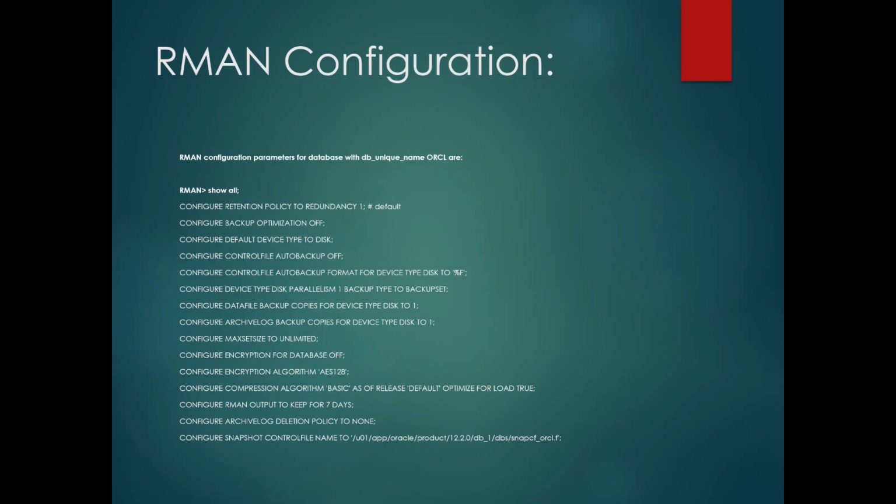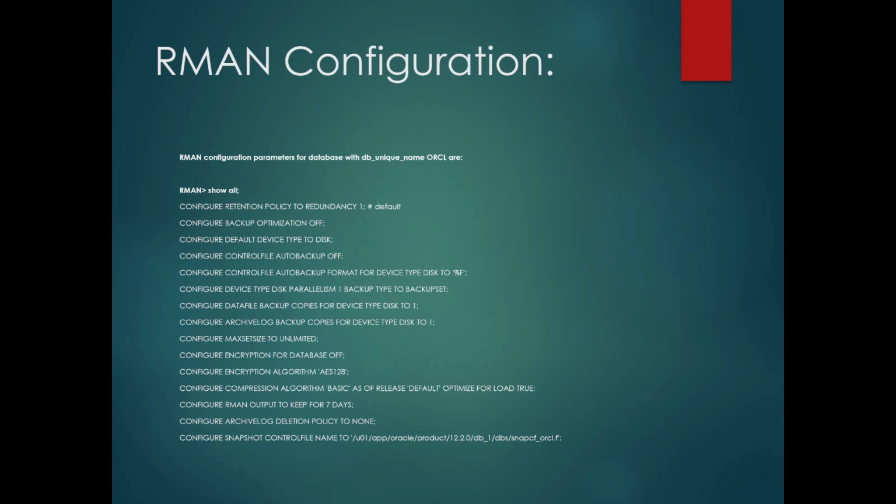And then RMAN output kept for 7 days. It will keep our RMAN history, I mean RMAN logs, for 7 days. After that it will remove them. Okay, the archive deletion policy is set to none. That means it will not delete our archive logs. Because we mentioned none, it will not delete them; if we enable policies of 1 or 2 days, it will delete our archive logs per the RMAN retention policy.